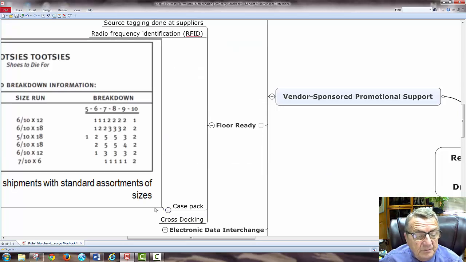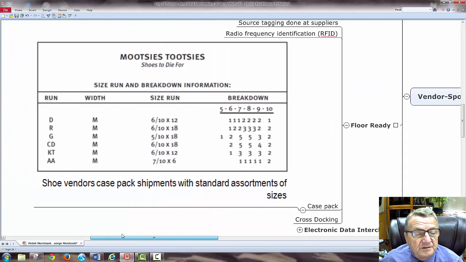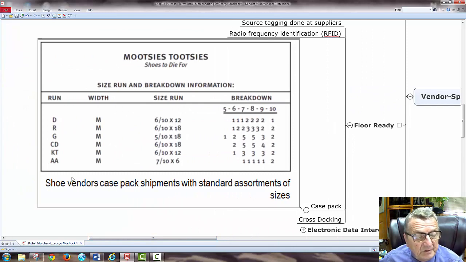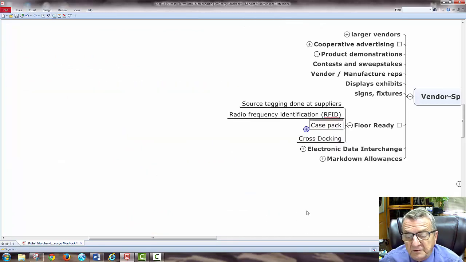Okay, and when I look at cross-pack, what it is, mostly tools. They come in certain bios. Shoe vendors, cross-pack shipments with standard assortment. So I just ordered this thing. Here's what I want. Give me the standard size. What do you want? What did I order last time? You have to give me the same thing. And remember, some are reorders.